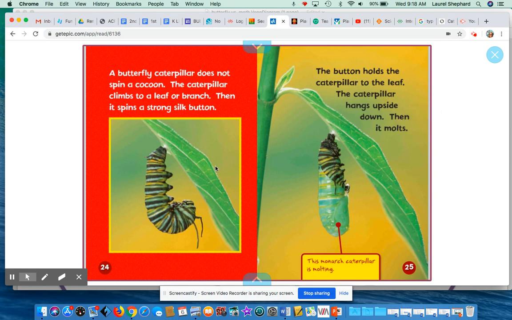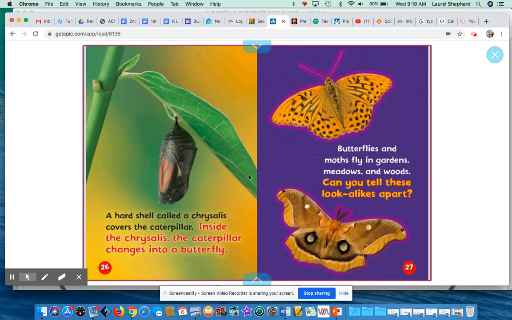A butterfly caterpillar does not spin a cocoon. The caterpillar climbs to a leaf or branch and then it spins a strong silk button. The button holds the caterpillar to the leaf and the caterpillar hangs upside down and then it molts. A hard shell called a chrysalis covers the caterpillar. Inside the chrysalis, the caterpillar changes into a butterfly. Butterflies and moths fly in gardens, meadows, and woods. Can you now tell these lookalikes apart?